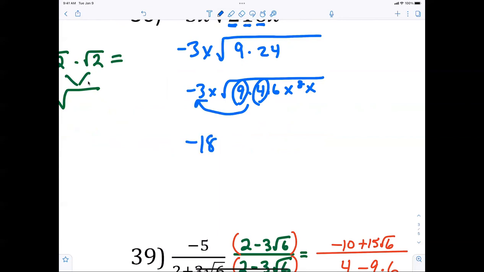Now what's the square root of x to the 8th? X to the 4th, but there's already a what? So that makes it x to the 5th. What's left behind? 6 and x. All right, I'm happy with that. All right, that was hard. That was a tricky one.